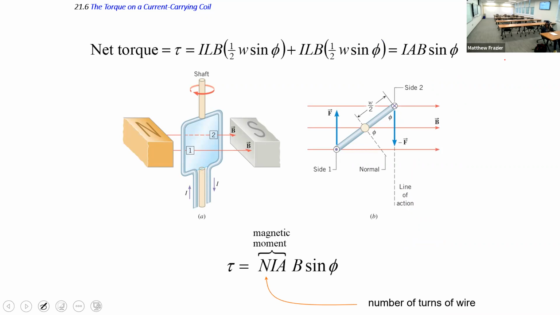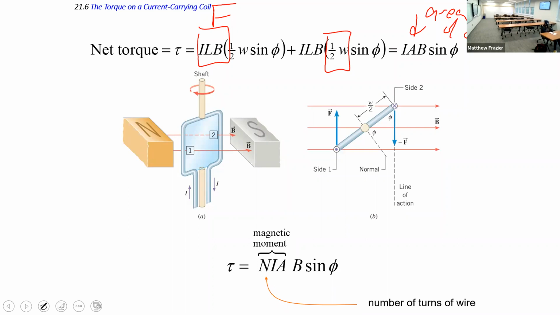So if we want to calculate what the torque is on this coil based on the magnetic field, well, it has to be based on the force, which is ILB, and then it has to be based on the radius, which is going to be half the diameter of the coil times sine of phi. And so, well, length times width is going to be area. So this is the area of the coil.